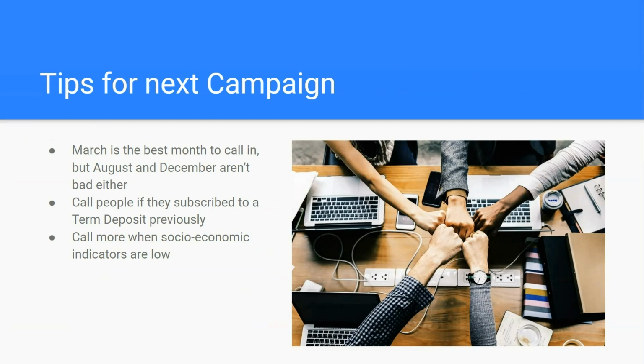So based on our analysis, we highly suggest for the next campaign that the campaign team should focus more on the month of March, but they could also look into the months of August and December, which aren't bad either. We also suggest that people are more likely to say yes if they previously subscribed to the previous term deposit. Also, it will be more beneficial to call more when the socioeconomic variables are low.